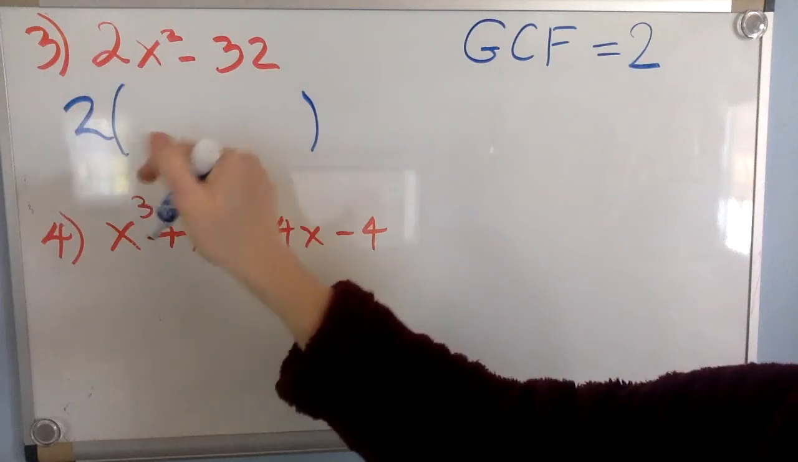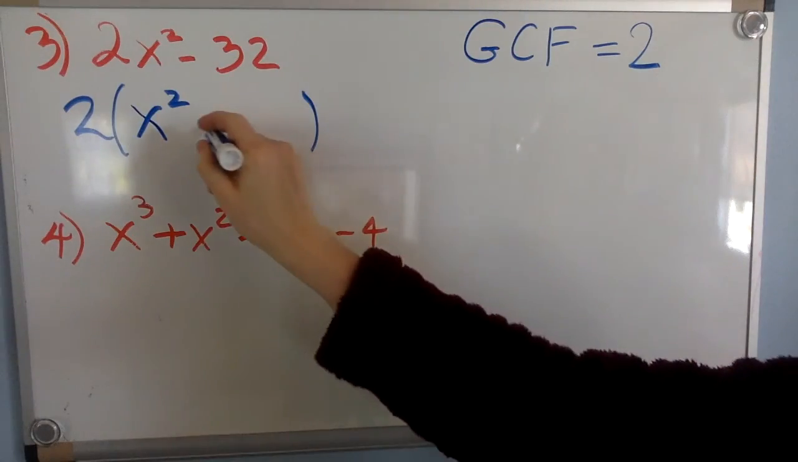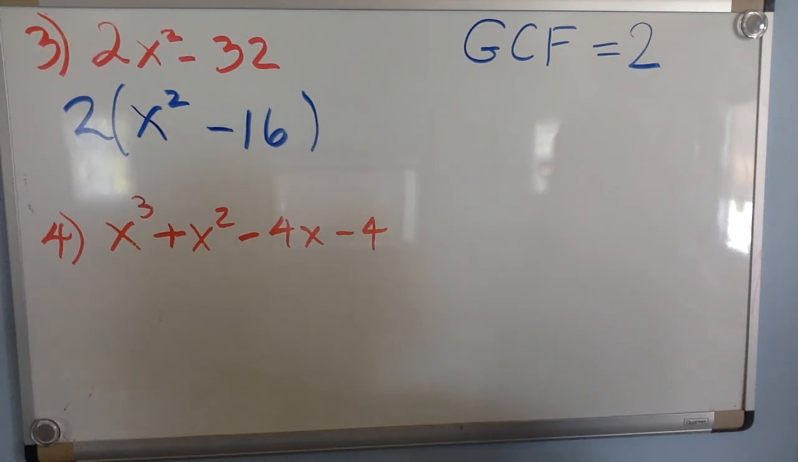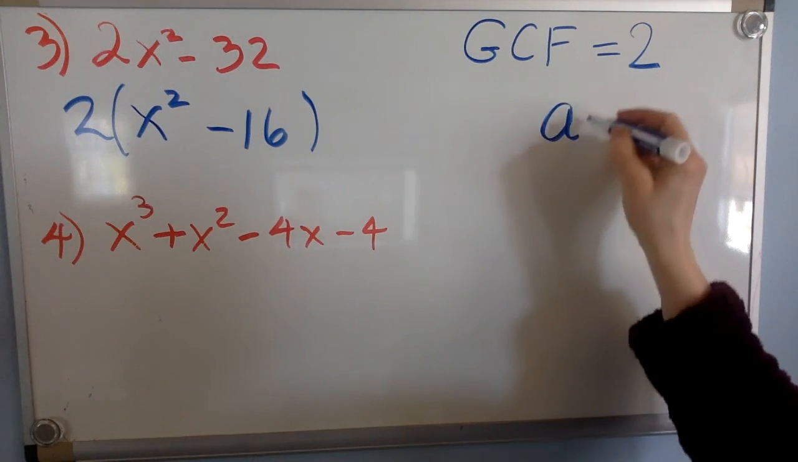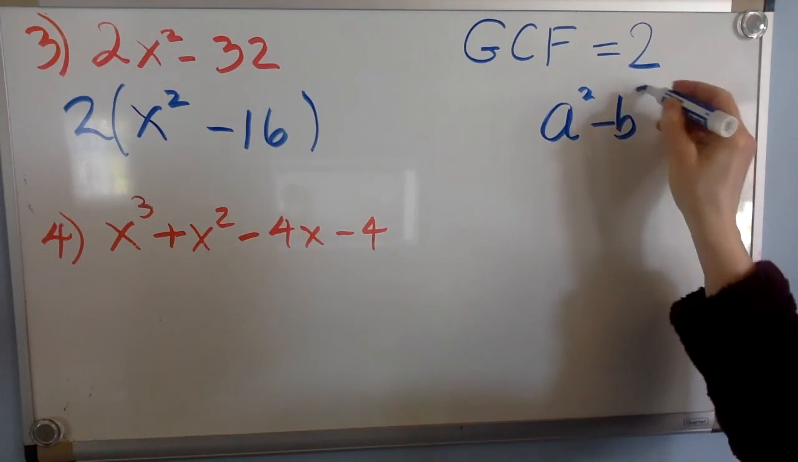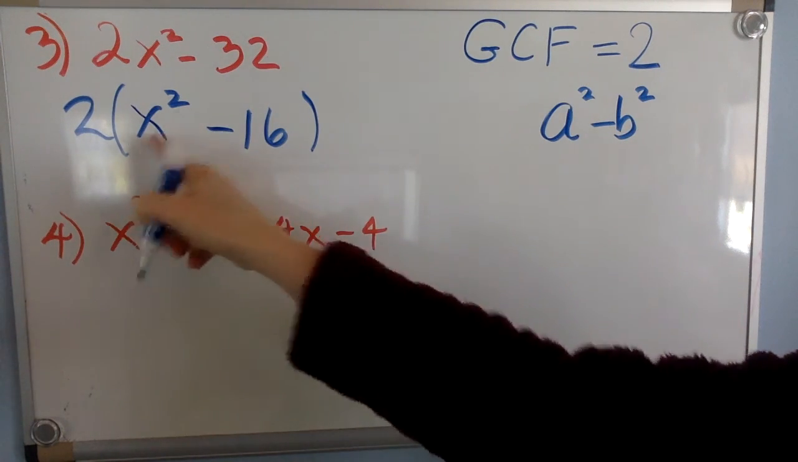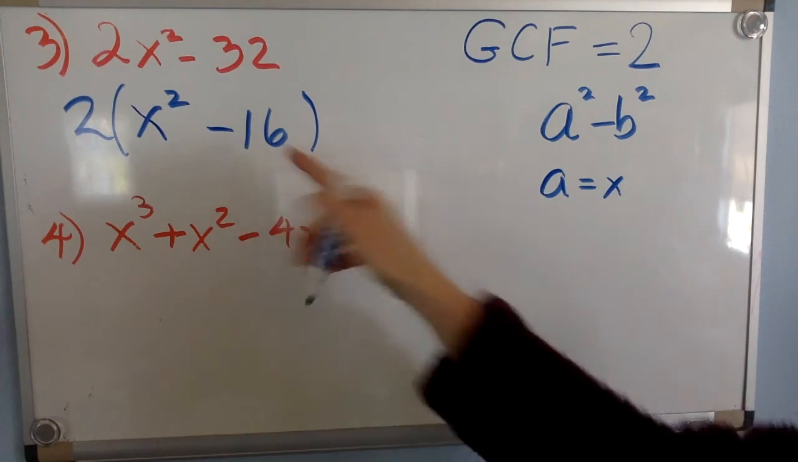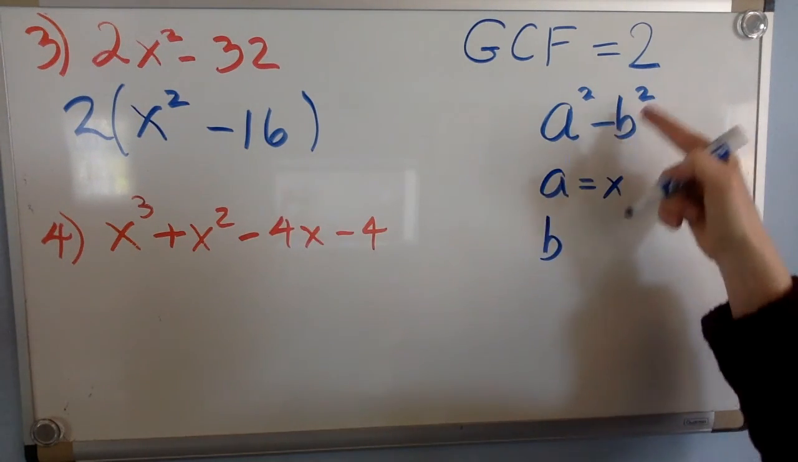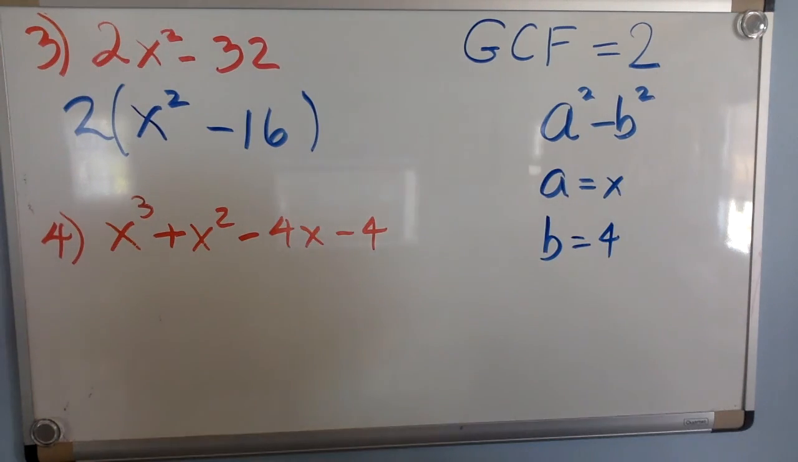Divide this by 2, and I get x squared. Divide negative 32 by 2, and I get negative 16. And we're not completely done because this is actually the difference of 2 perfect squares. Remember, the difference of 2 perfect squares is written as something squared minus something else squared. Well, a in this case is x. And what got squared to give us 16 is b. 16 is 4 squared. So this is what I have here.